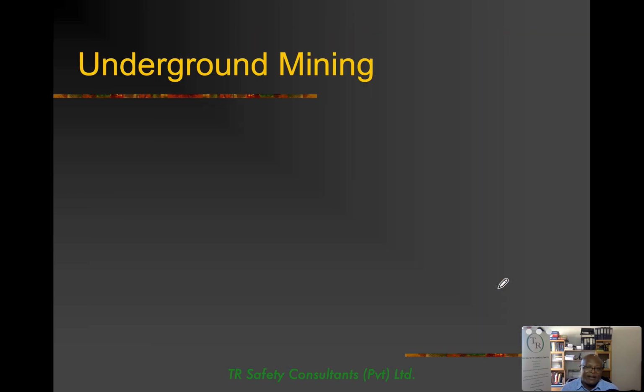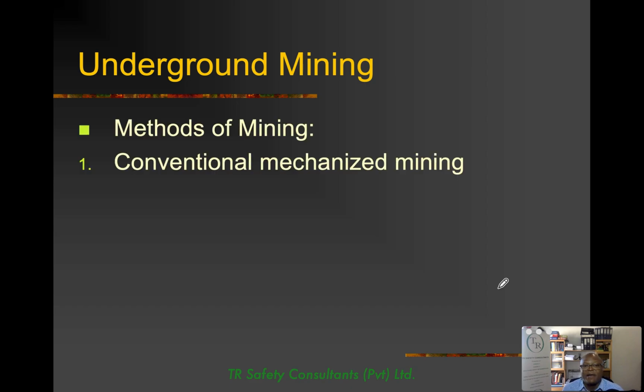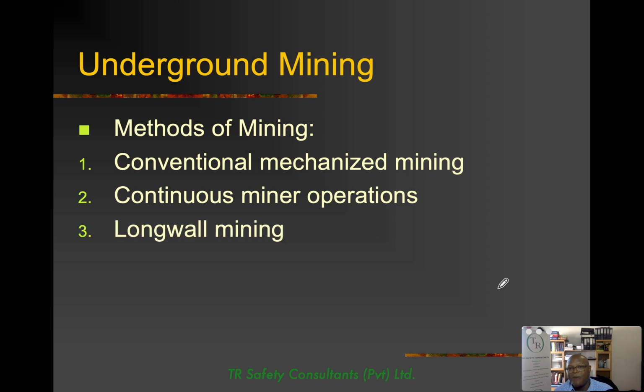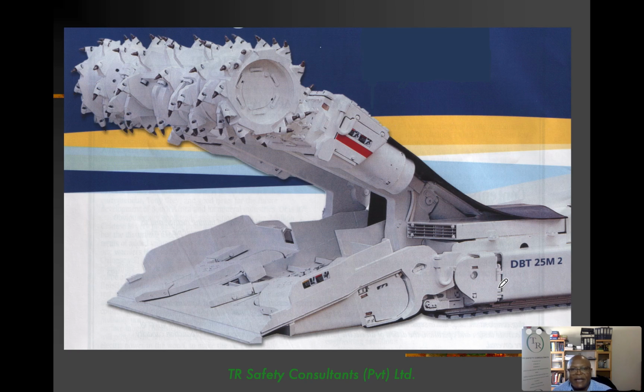Now, underground mining exploitation, the methods of mining involve what are known as conventional mechanized mining, which we're going to describe as we go along, continuous miner operations, long hole mining, and pillar extraction or stopping. This is your continuous miner operation, the piece of equipment they use underground to extract the pillars. This drum is rotating, and you can see these tungsten teeth ripping on the face. So it is cutting on the face.